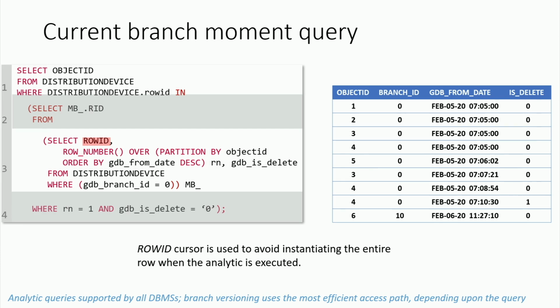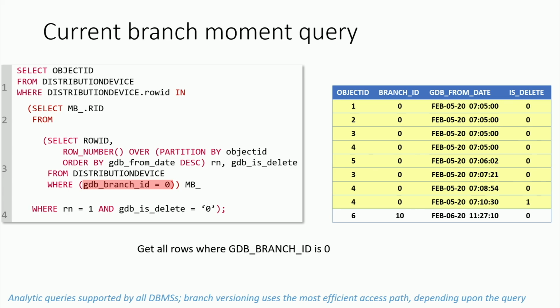Well, one thing that we're going to be doing, you'll see row ID, we use a row ID cursor, and that's basically to allow us to avoid instantiating the entire row when we're executing these analytics. Some of these tables can be extremely wide. We don't want to instantiate the whole row. We want just the pieces that we really need. So we're using a row cursor here. Now, that being said, in order to figure out what the current moment query for default is, let's first get all the rows where branch ID is 0. Remember, branch ID 0 is default. So you can see the ones that are highlighted on the right. We're not getting the one from the version with branch ID 10.